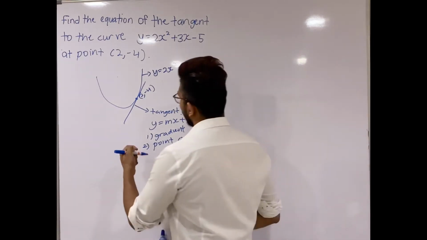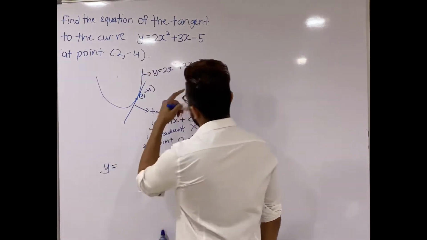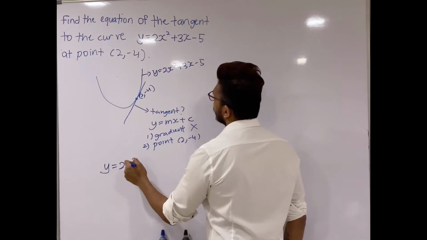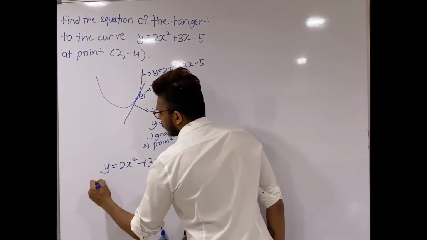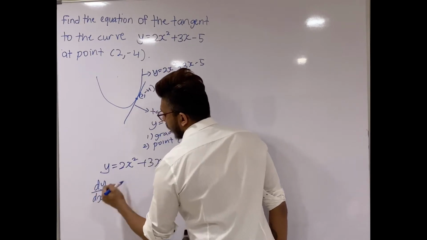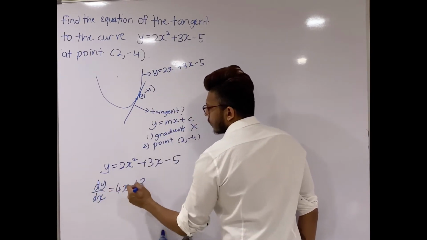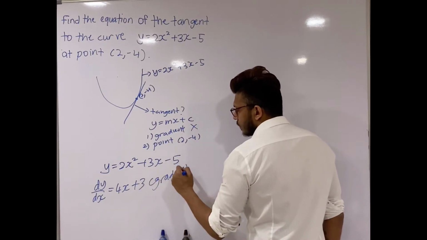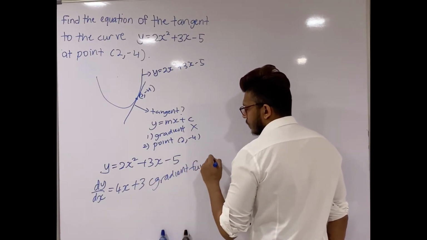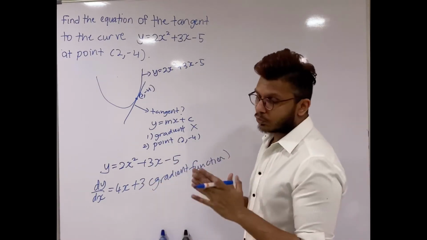Okay, so we have y = 2x² + 3x - 5. When I differentiate this, I am getting 4x + 3. Now this is called a gradient function because it has a variable in it, right? It's not just one gradient.